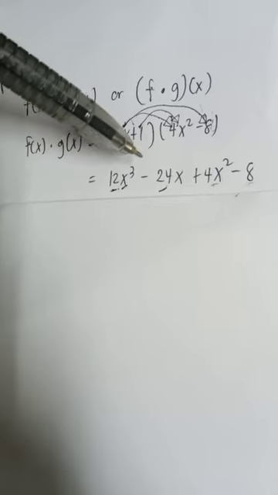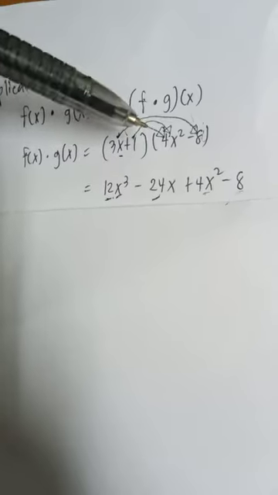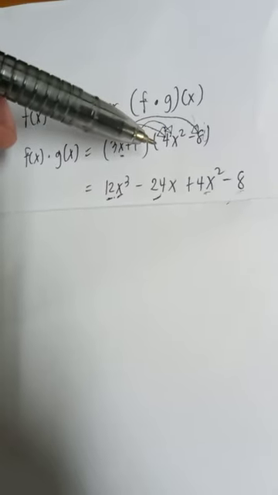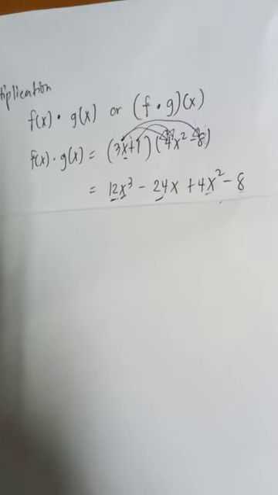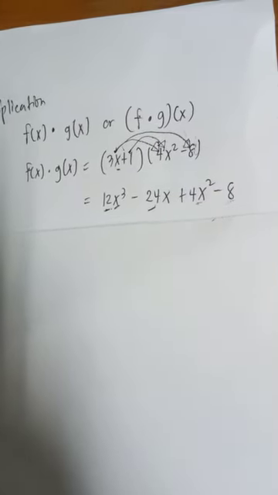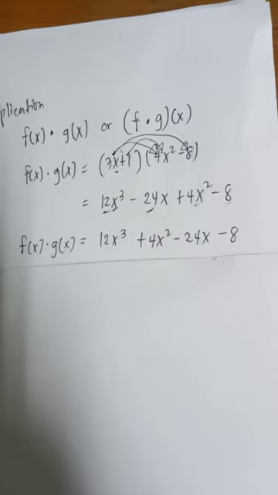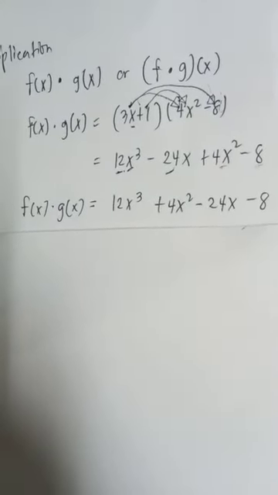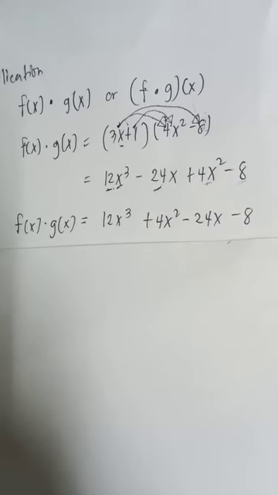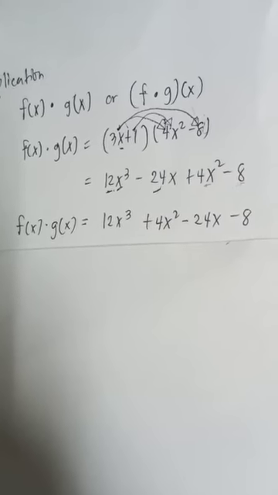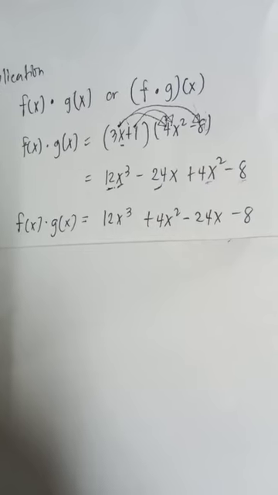Then, as you observe, it doesn't have like terms, no? Each of them doesn't have like terms, so you just need to arrange this one in order from the highest exponent to the lowest exponent. So this will be our final answer. 12x cubed plus 4x squared minus 24x minus 8. Okay?